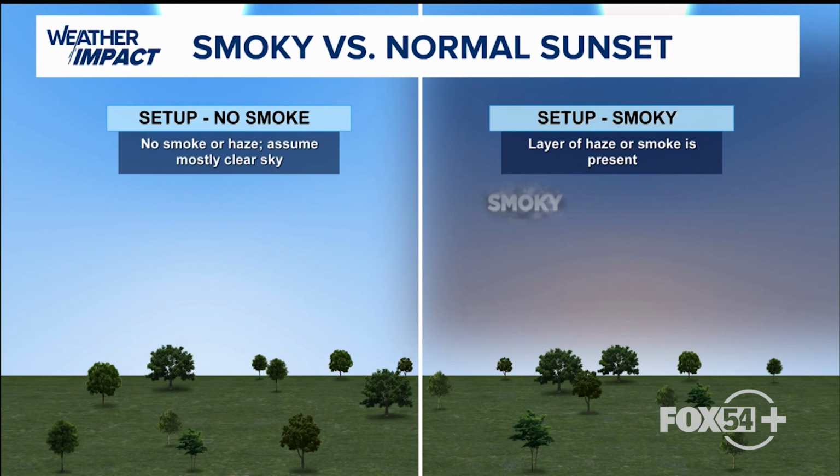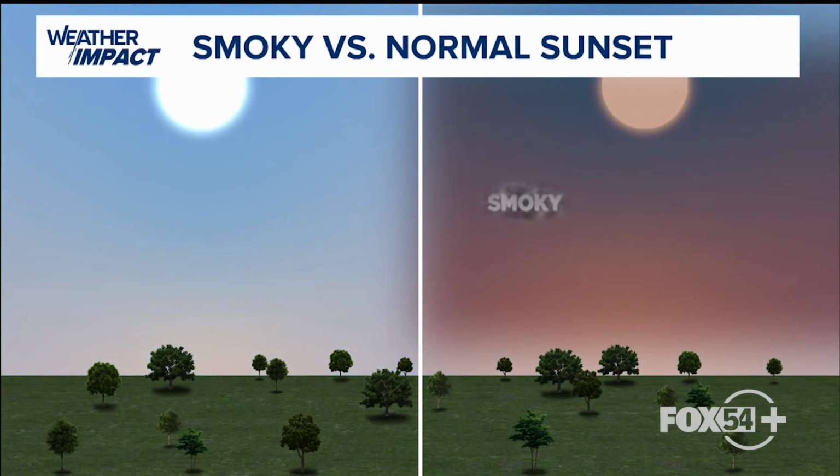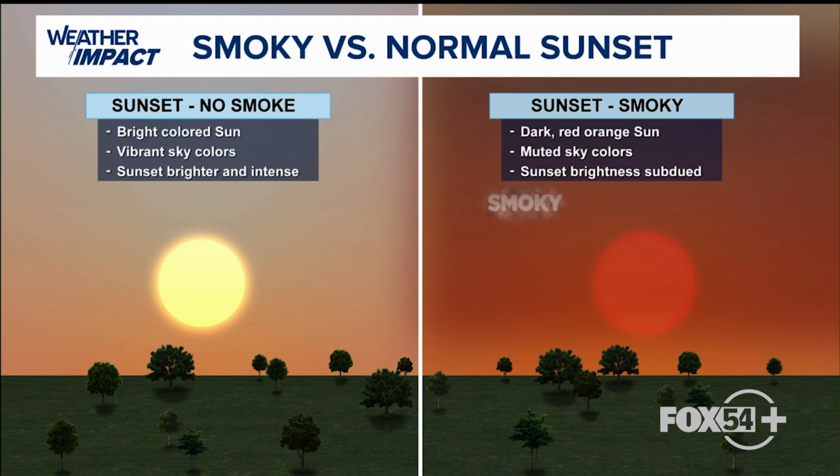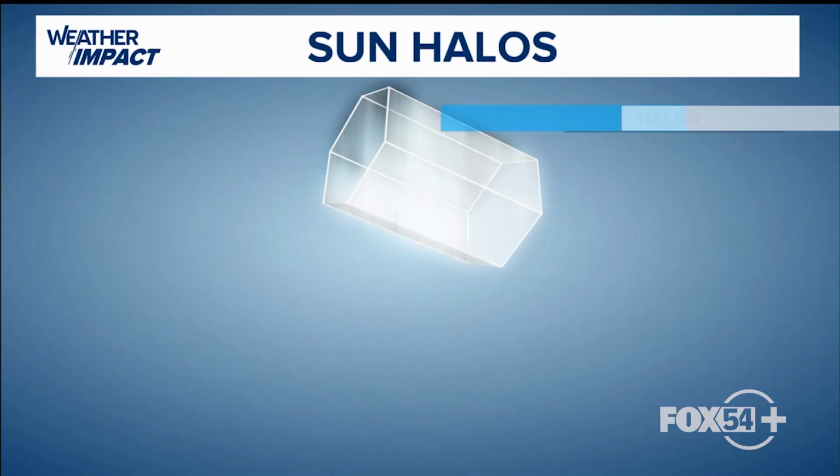So if you don't have any smoke in the atmosphere, you're going to assume you have a mostly clear sky. But if we do have the smoky air particles, you'll see a layer of haze or smoke that is going to be present, and that's going to make those sunrises and sunsets more dark and red, orange in color. You'll see the muted sky colors, and the sunset's brightness is obviously going to be subdued. Whether you have a non-smoky sunset, you'll see the bright colored sun, vibrant sky colors, and the sunset's going to be brighter and more intense.